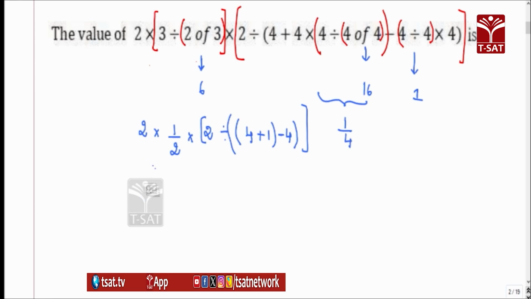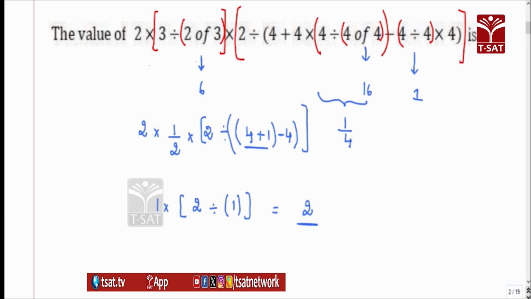Then solve it. This is 1. Two. 5 minus 4 is simply 1. Finally, you have 2 divided by 1, that's 2.